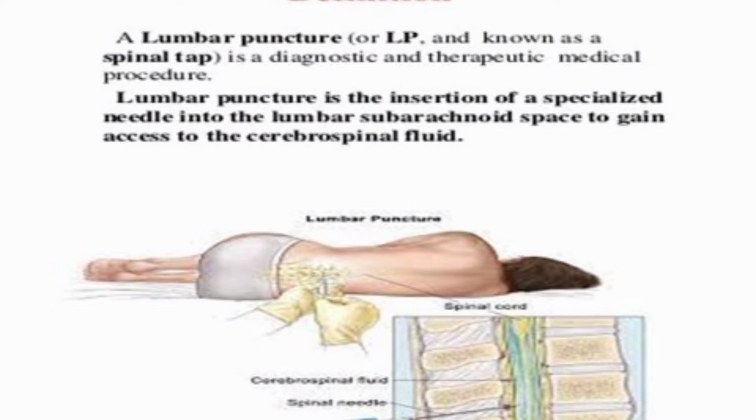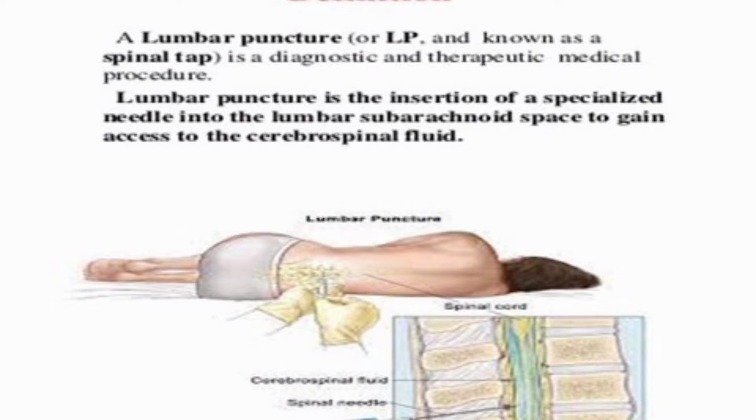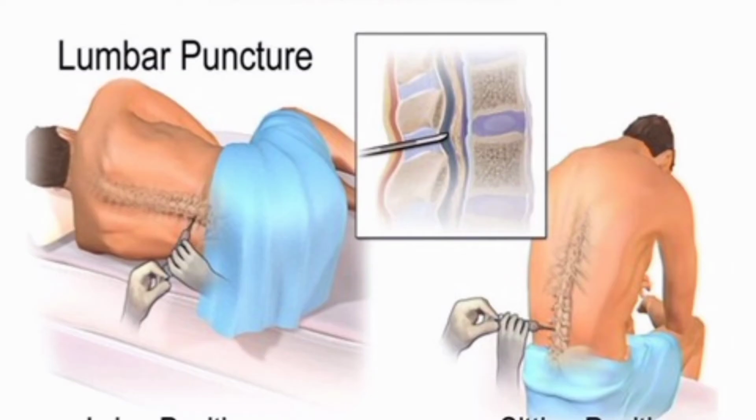Lumbar puncture is the insertion of a specialized needle into the lumbar subarachnoid space to gain access to the cerebrospinal fluid. So, the needle will be inserted into the subarachnoid space to aspirate the spinal fluid.